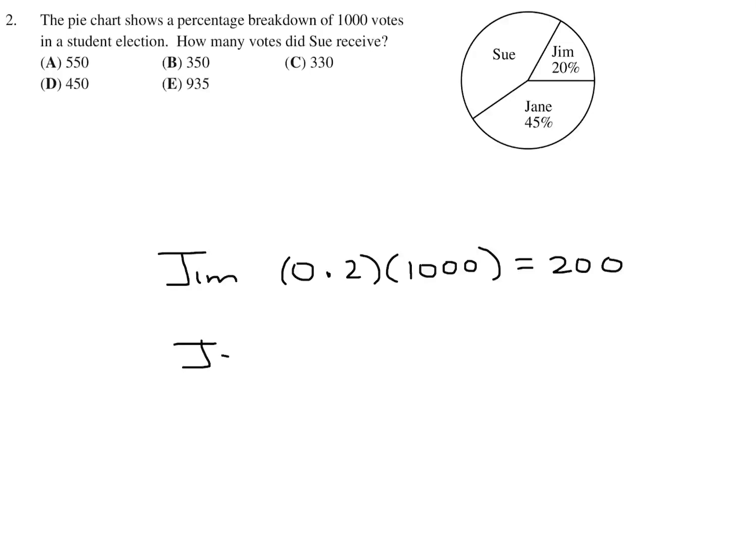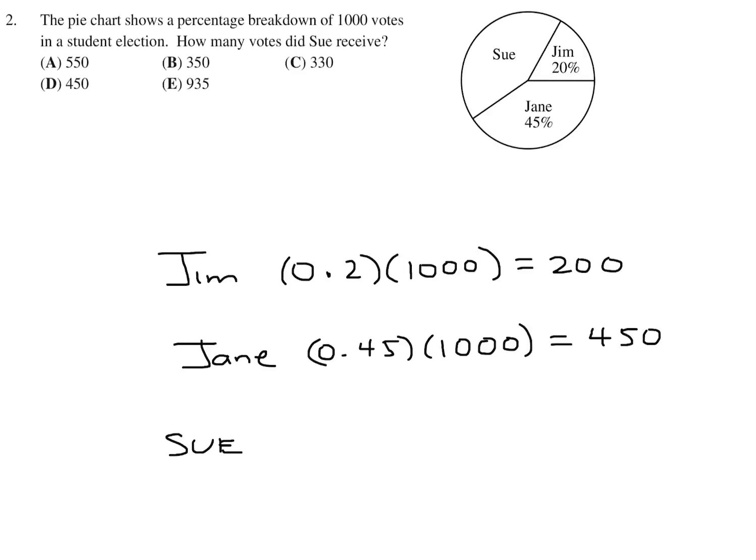And then Jane received 45% of the 1,000 votes. So that would be 450. And therefore Sue received the remainder of the votes. So you just take 1,000 and subtract 200 and 450. And that would be 350 votes for Sue. So the answer is B.